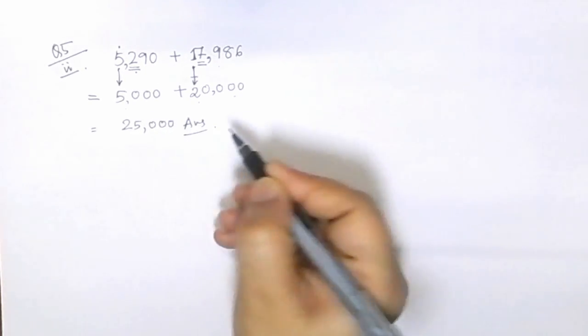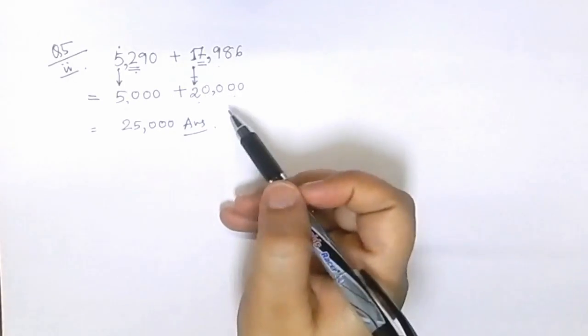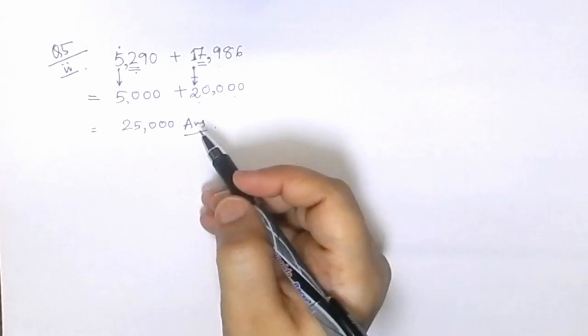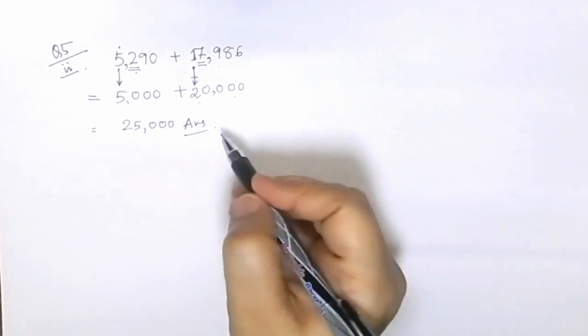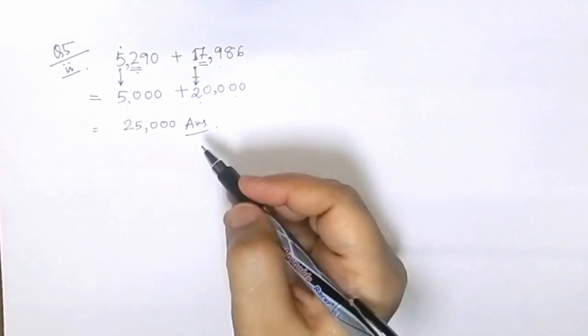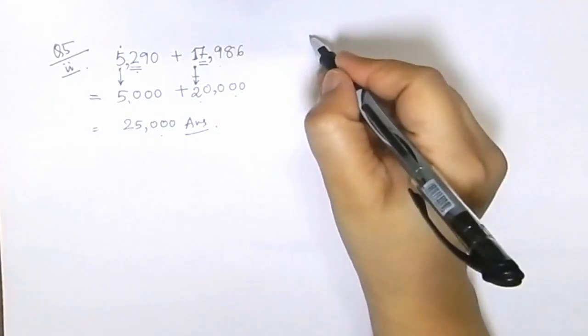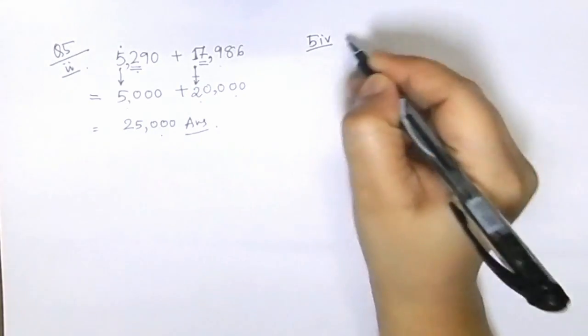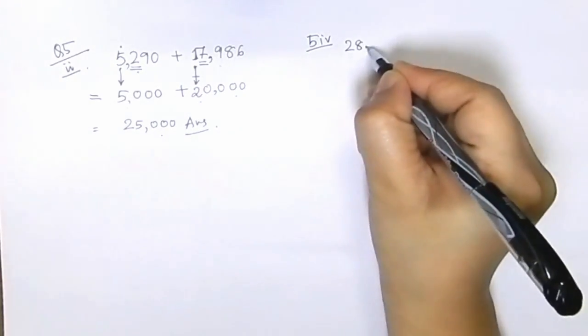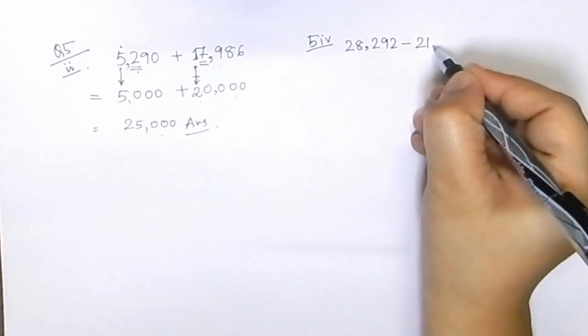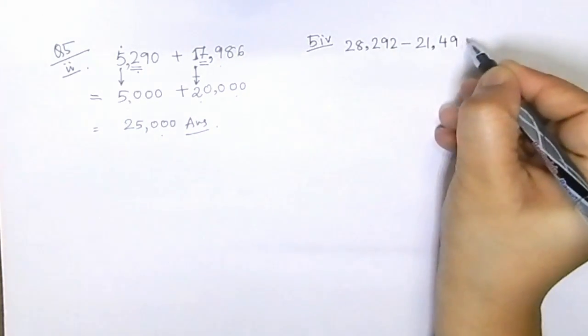So what is the advantage of rounding off each term? It makes the sum very easy. So we get a rough estimate of the sum. Although this is not the accurate sum, we get a rough estimate. Let us do question number 5, subpart 4. 28,292 minus 21,496.